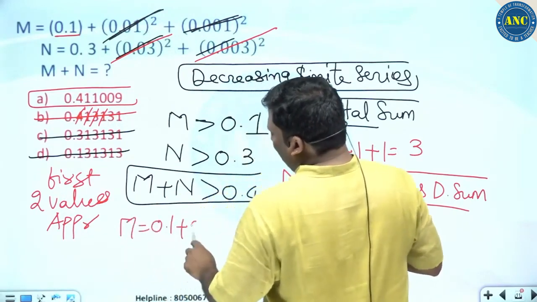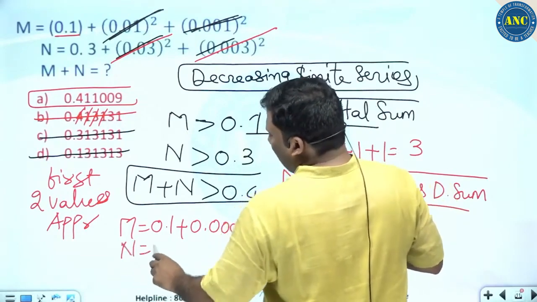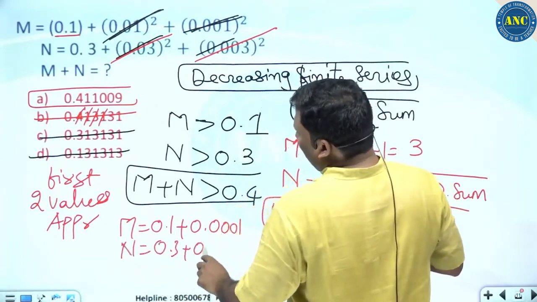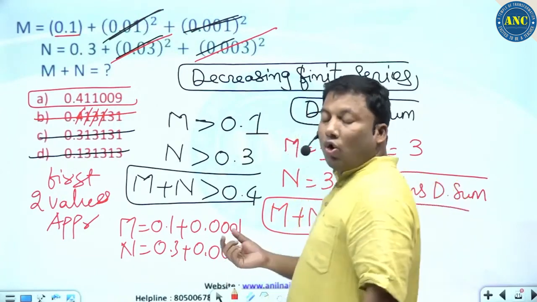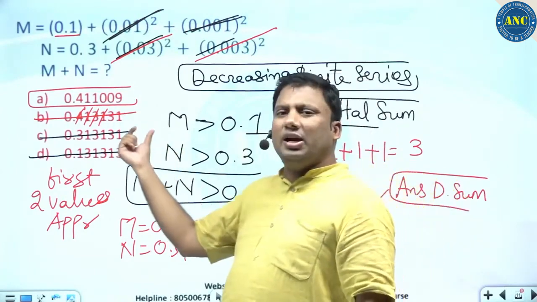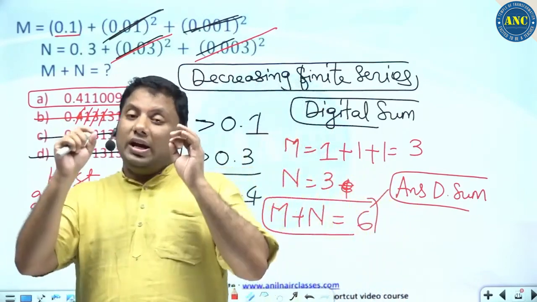0.1 plus 0.00001. N is 0.3 plus 0.00009. Go by the first two calculations and eliminate the answer options. Remember, how you solve only matters.